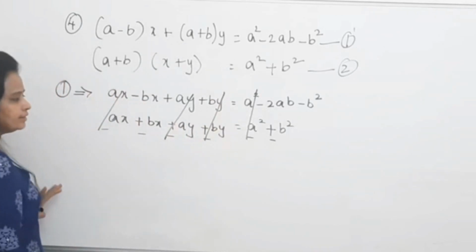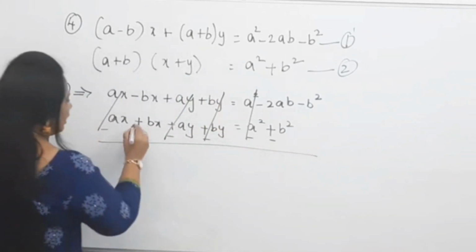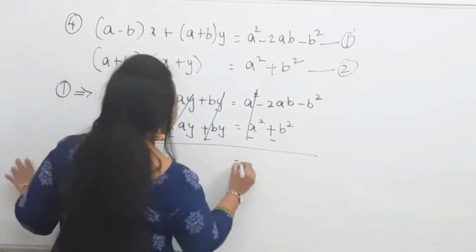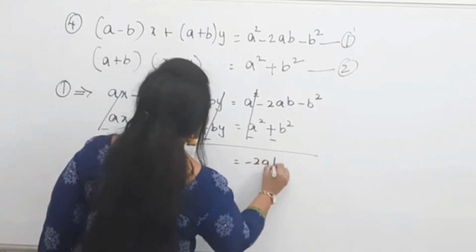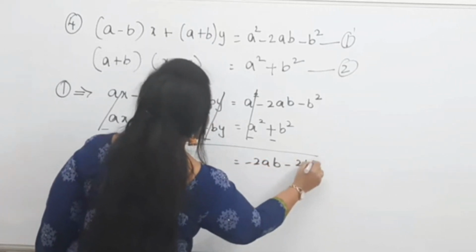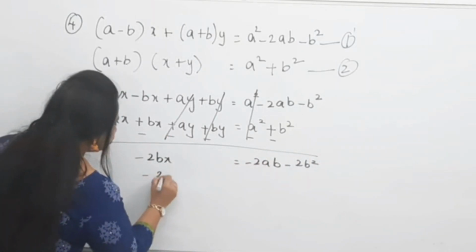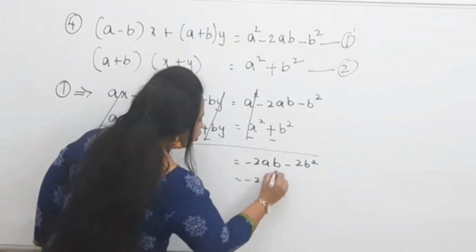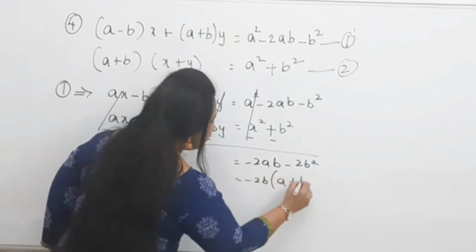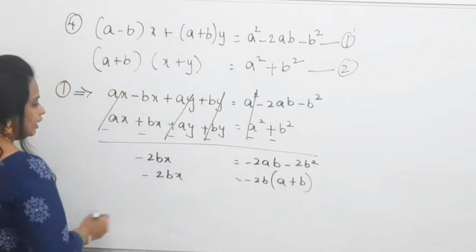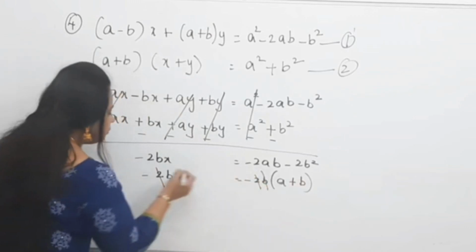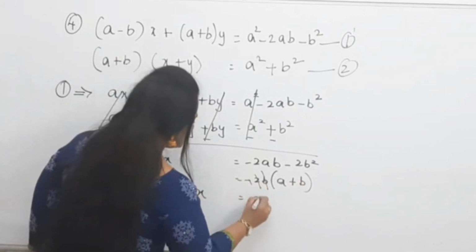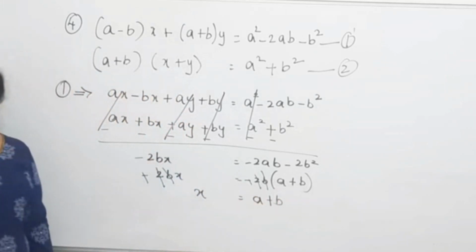and then this gets cancelled, so I'm left with minus 2bx is equal to minus 2ab minus 2b square. Now, minus 2bx is equal to, here minus 2b is common, take it out. So, I'm left with a plus b. Now, here 2 gets cancelled, b gets cancelled, minus also gets cancelled. My x is equal to a plus b is my value.